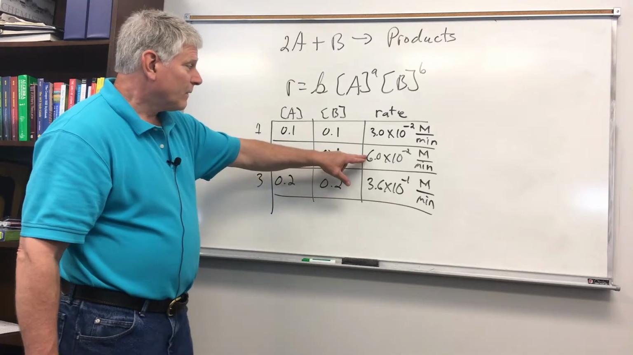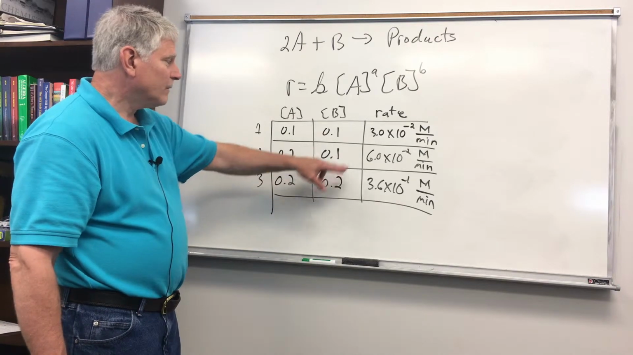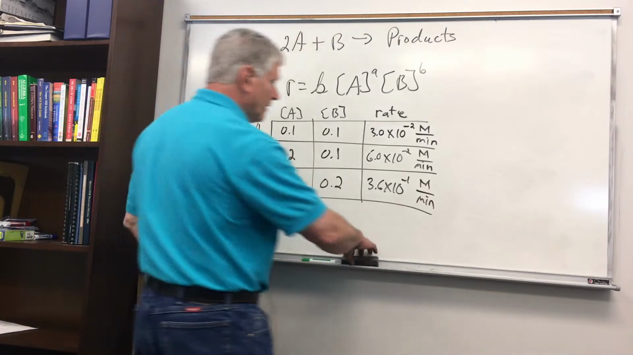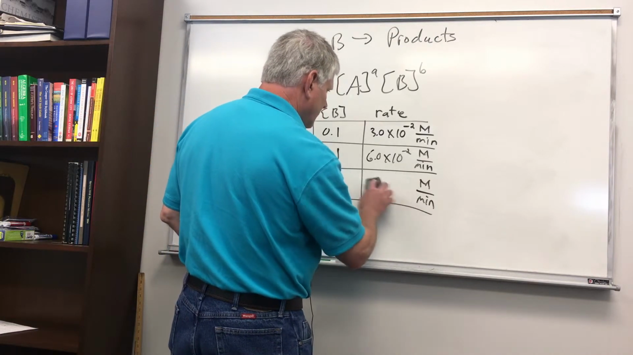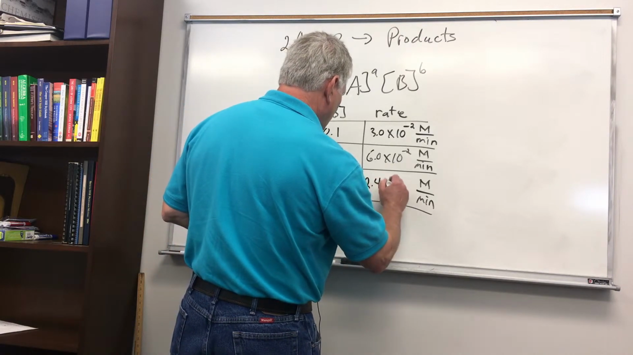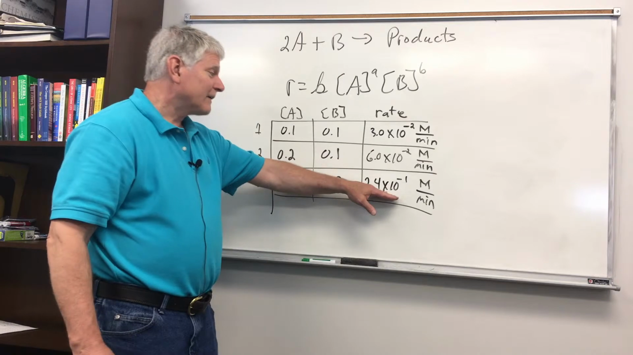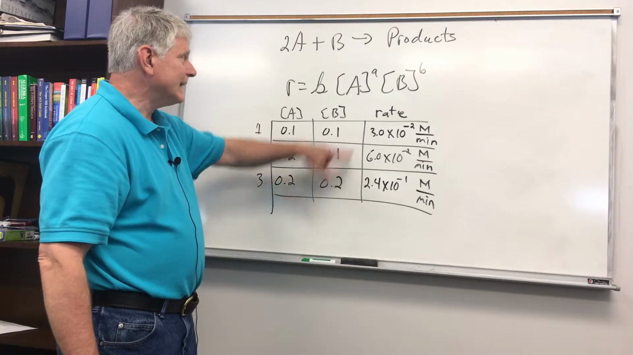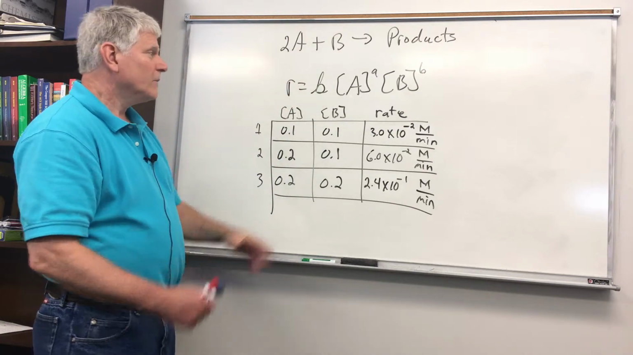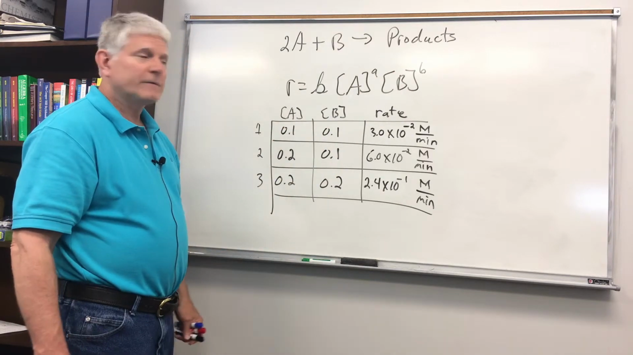Now here we have a rate, and we double B, and we see that the rate goes up by a factor of 4. So if we double b, 2 squared goes up by a factor of 4. So we can tell these exponents by constructing a table like this and doing experiments.